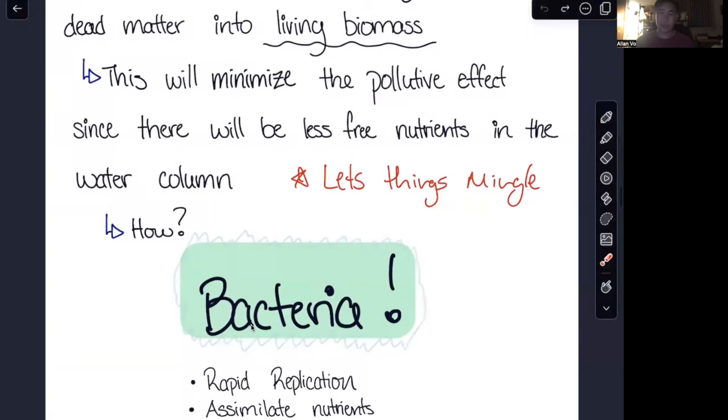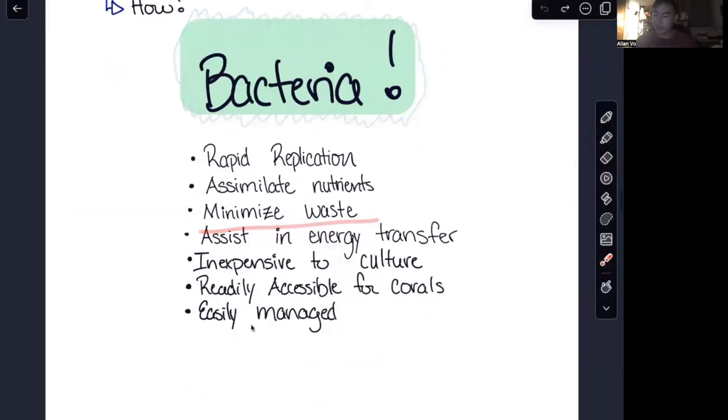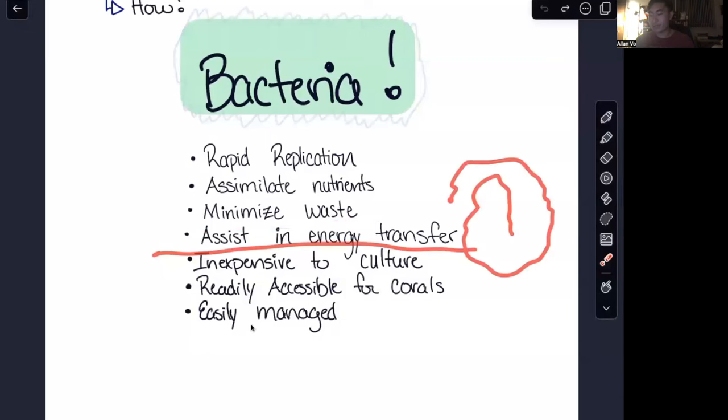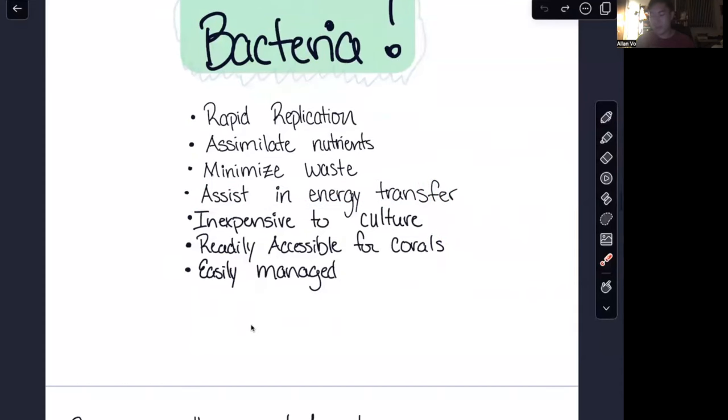We got to leverage some bacteria. We got to let things mingle too. But I want to talk about all the pros about bacteria. Bacteria rapidly replicate, so they multiply super fast. They assimilate nutrients and waste from the water column. They minimize the waste, like I said. They exist in nutrient transfer and energy transfer, like I said, with the cycles, the bacteria are at the base of it, and they just keep on permeating throughout. Pretty inexpensive as well, and they're readily accessible for corals. Corals are bacteriophores. They strip bacteria from the water column, use them, they farm them, they eat them.